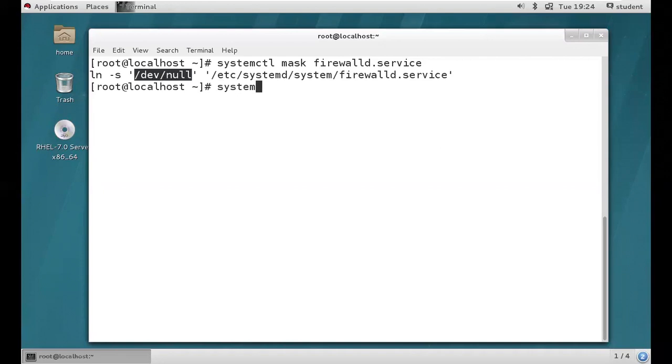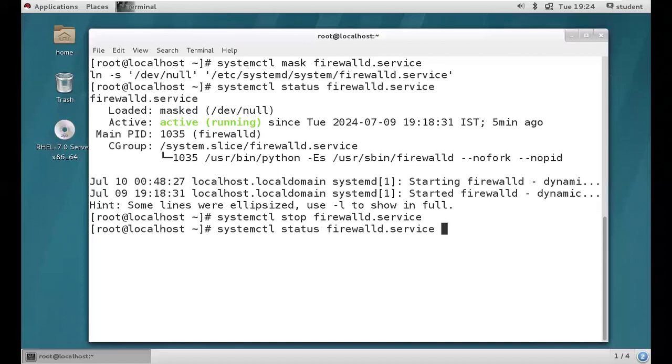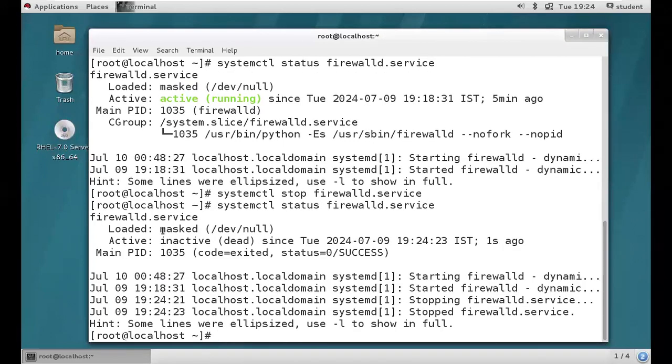So let's check the status of firewalld. See guys, it's masked. So it is going to be assigned to the null value, but the current status is active. What I'm going to do is stop this one. Stop firewalld. See guys, it got stopped. So let's check the status. See guys, inactive. Let's try to start the service. systemctl start firewalld. What will happen?